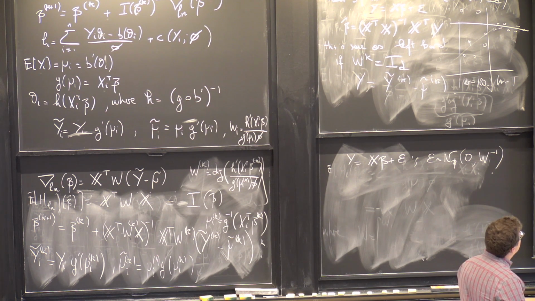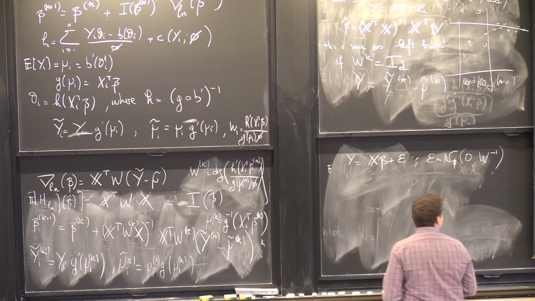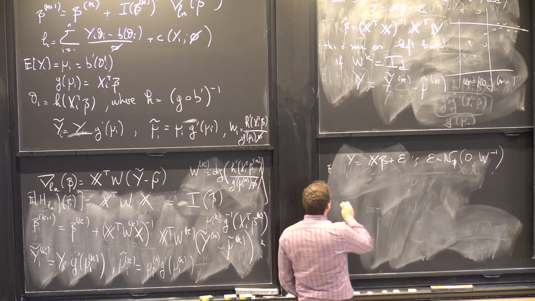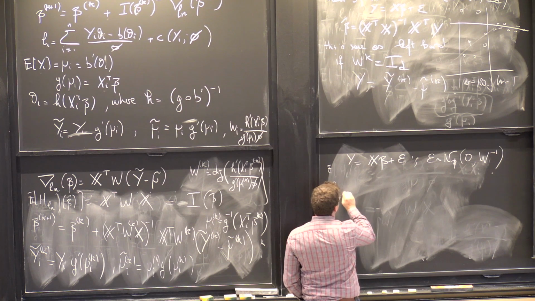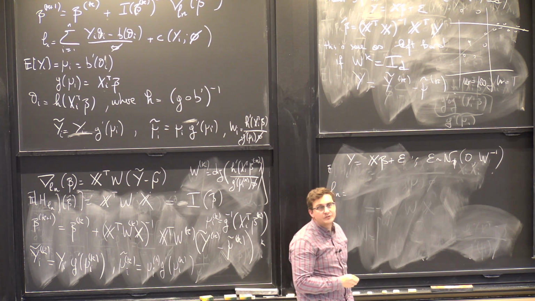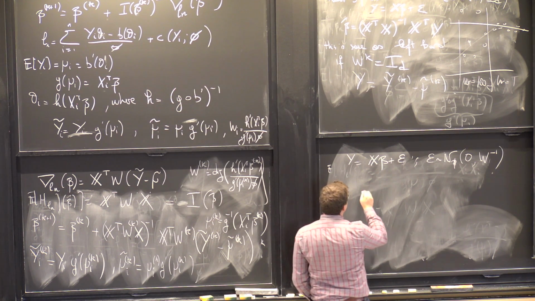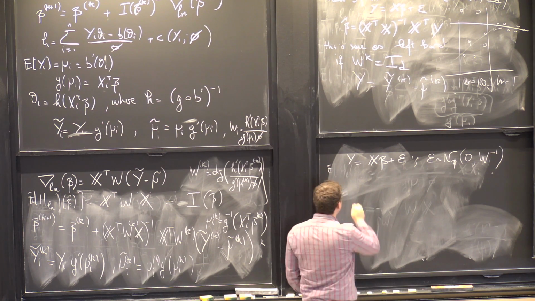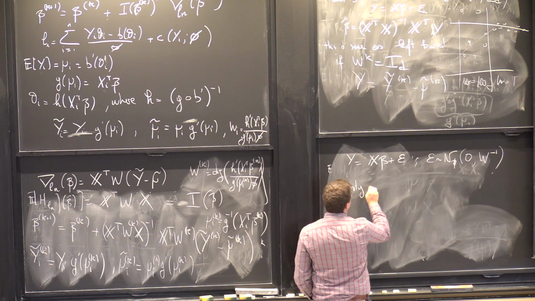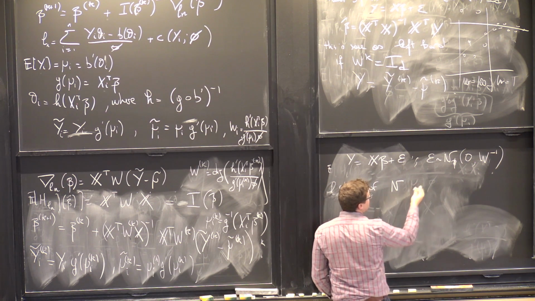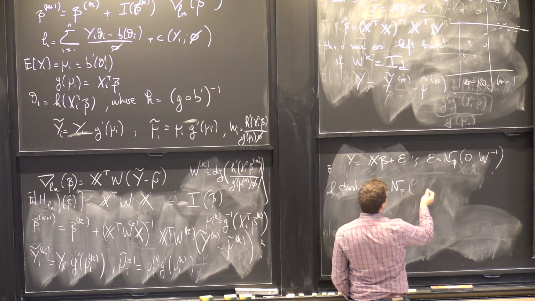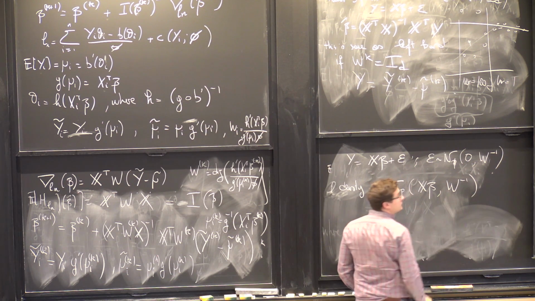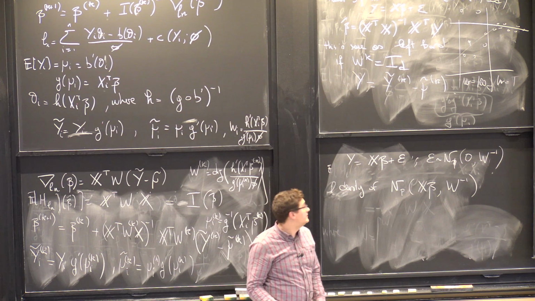All right, so actually let's compute the maximum likelihood for this problem. So the log likelihood is what? Well, what is the density of a multivariate Gaussian? It's a multivariate Gaussian in p dimension with mean x beta and covariance matrix W inverse, right? So that's the density that we want.